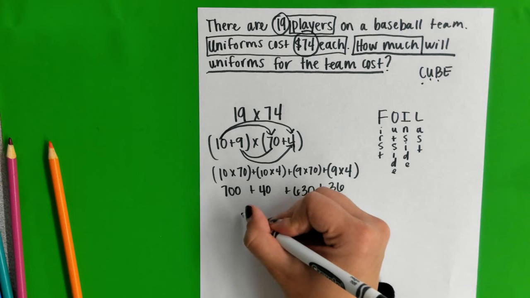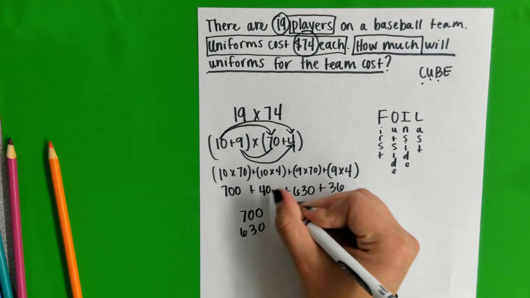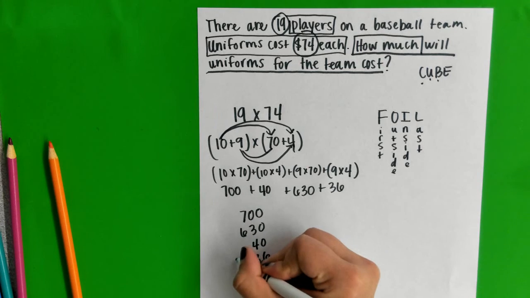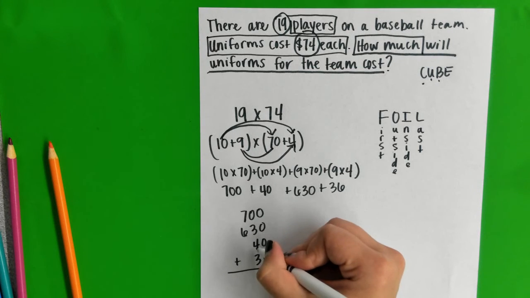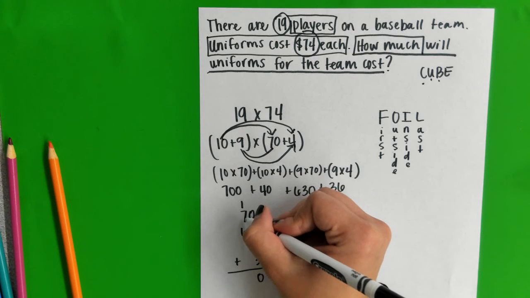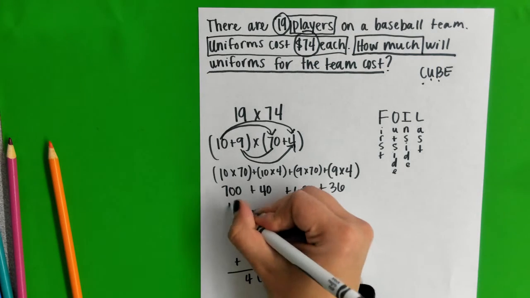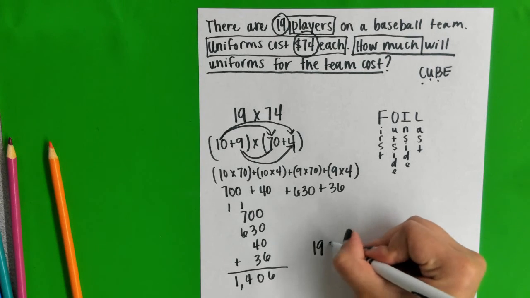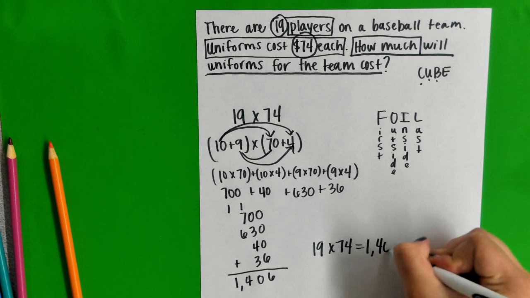So then I can stack all of these up. 700, 630, 40, and 36. 0 and 6 is 6. 3 and 4 is 7, plus 3 more is 10. And 7 and 1 is 8, plus 6 more is 14. And now I know 19 times 74 equals 1,406.